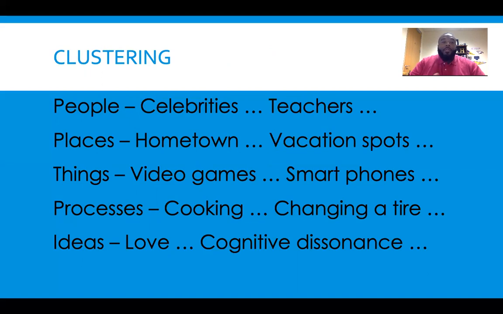So what I've done here is I have a list of a few things: people, places, things, processes, ideas. And under each, I put it to the side, but most people would do a list under each one of those categories. Under each category, you would make a list of things that might interest you within that category that you think you could talk about.